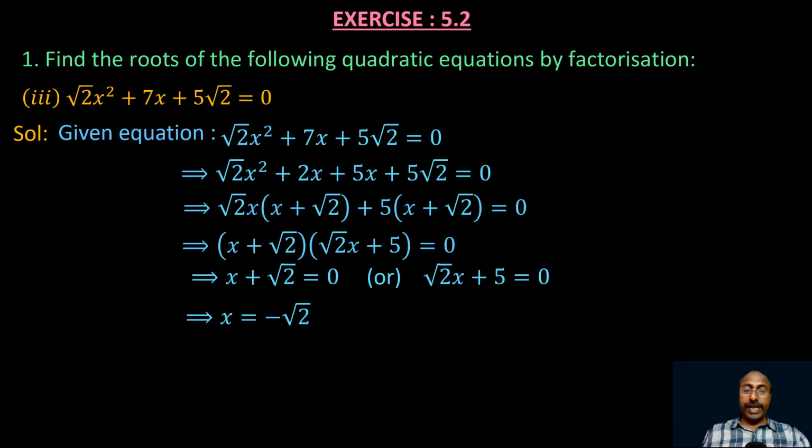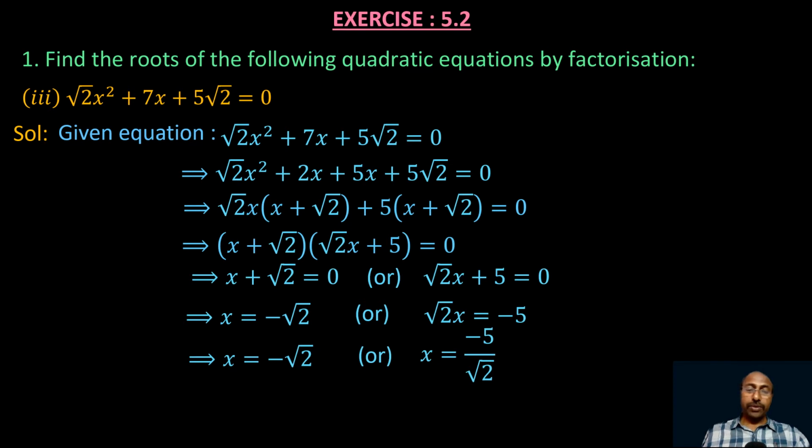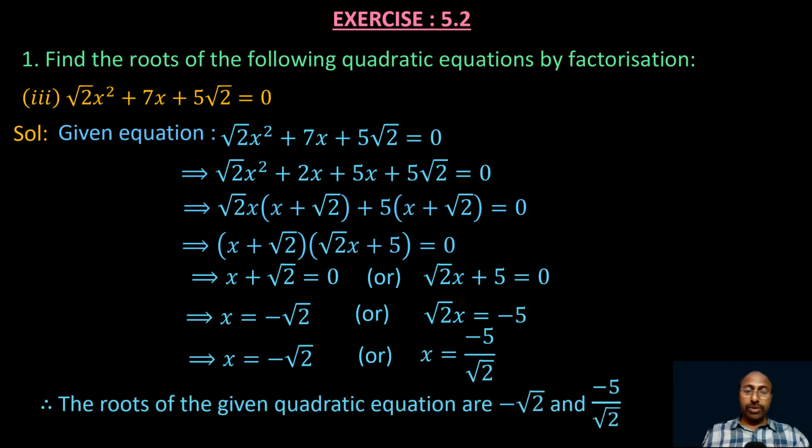And from this we can write x equal to minus root 2 or root 2x equal to minus 5. And from this we can write x equal to minus 5 by root 2. So the roots of the given quadratic equation are minus root 2 and minus 5 by root 2. Okay, students. Let's solve the fourth one.